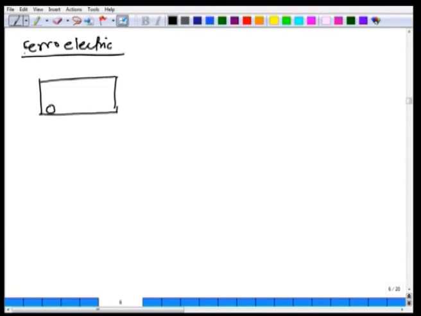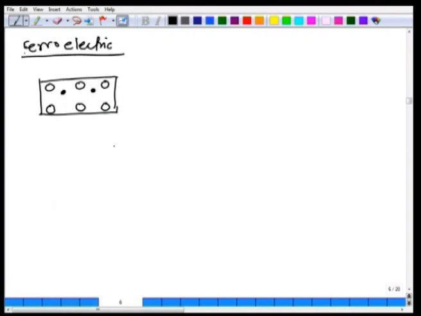Here are negative ions. Let us say these are negative ions which I am drawing, and here are the positive ions. What do you see? You see the center of positive charge and center of negative charge are not identical. So there is some separation between the center of positive charge and negative charge.